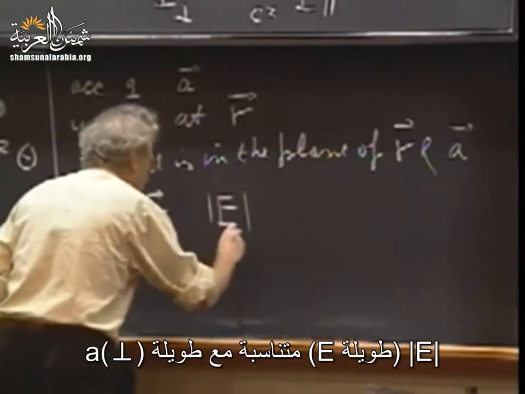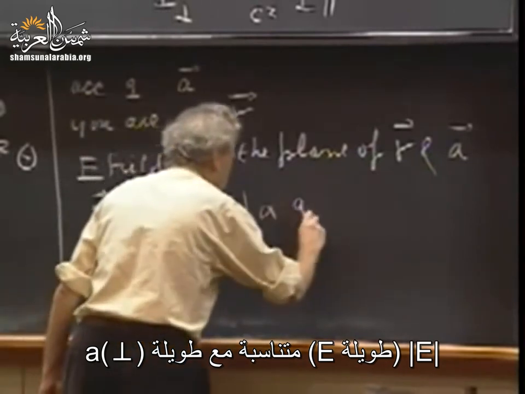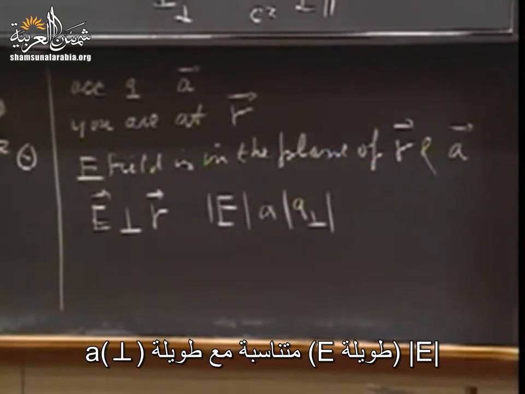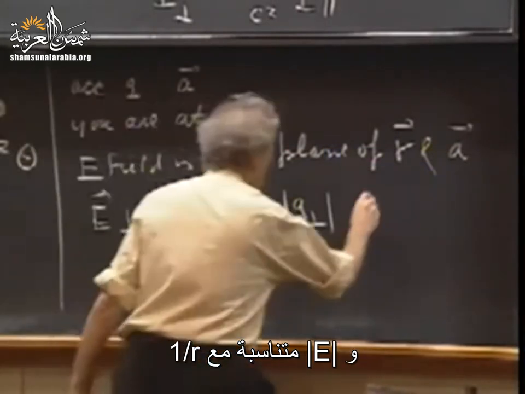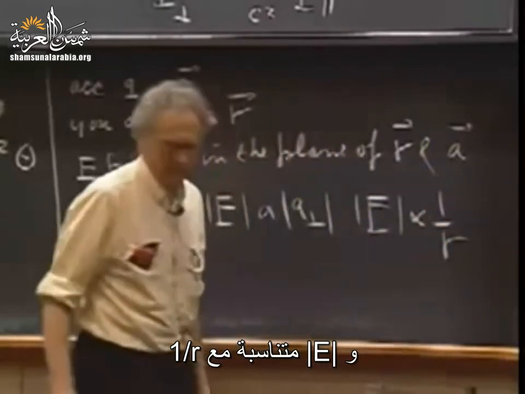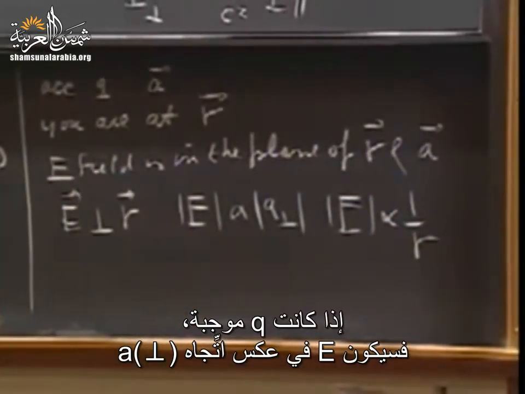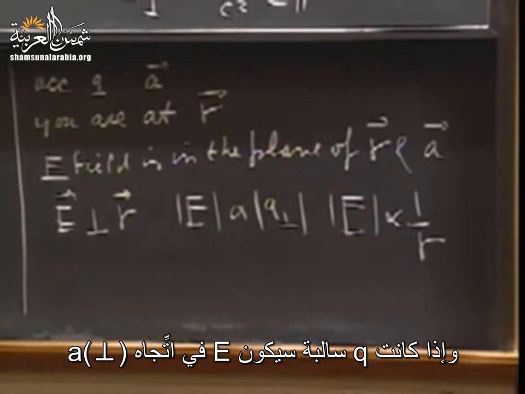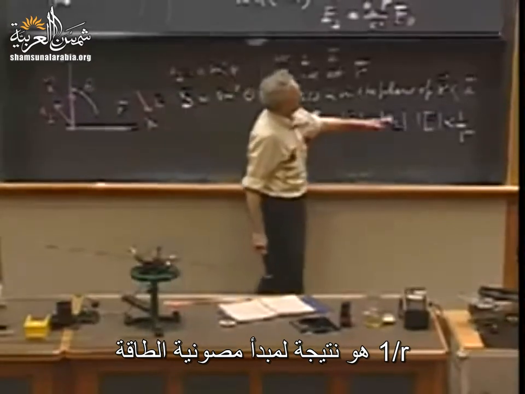The magnitude of the E vector is proportional to the magnitude of A perpendicular, and the magnitude of E is proportional to 1 over R. And if Q is positive, then E is in the direction minus A perpendicular. If Q is negative, then it is in the direction of A perpendicular. The 1 over R is an obvious thing.